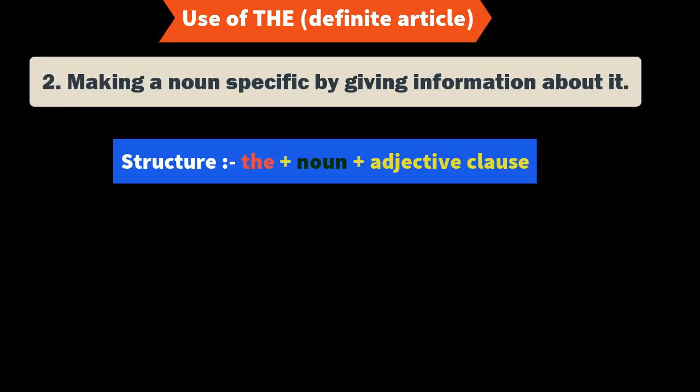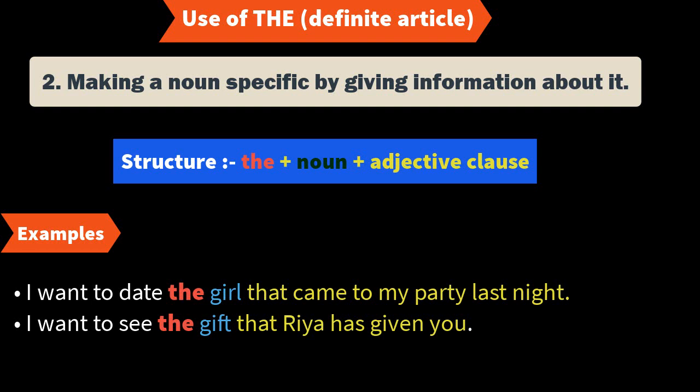Rule number two, we use the to make a noun specific by giving necessary information about it, using an adjective clause after the noun. Let me give you an example. I want to date the girl that came to my party last night. Which girl? The girl that came to my party last night. Now, if I just say I want to date the girl, you do not know which girl I'm talking about, right? That's not specific. You might know it, you might not know it, right? I assume you do not know it. So, how would you know?